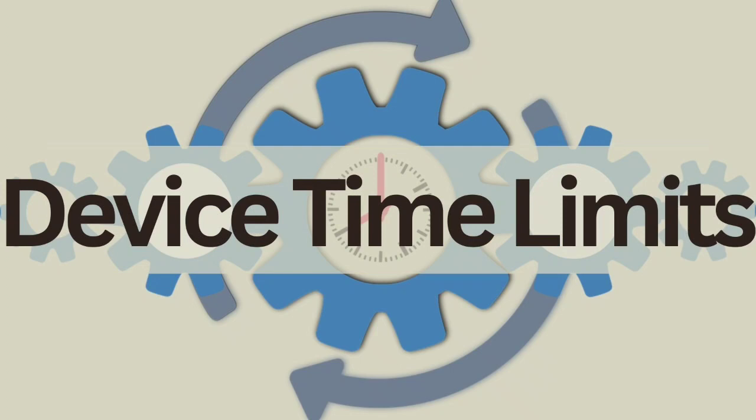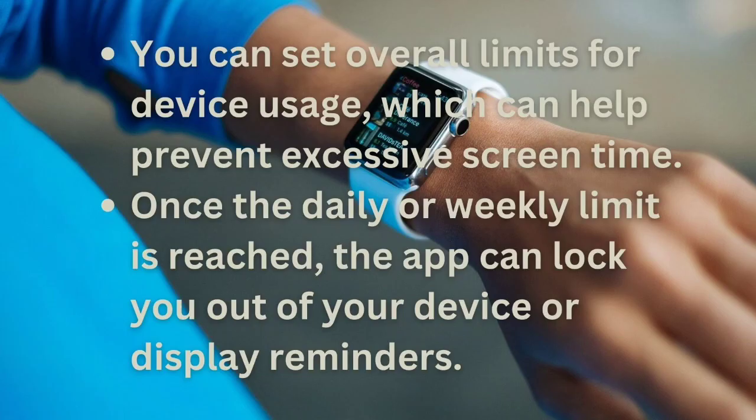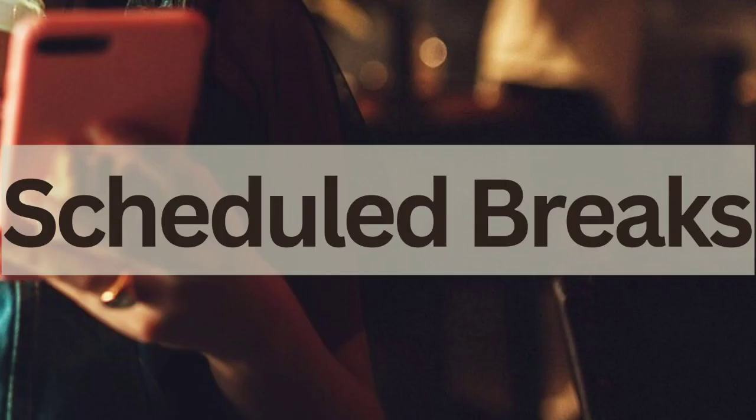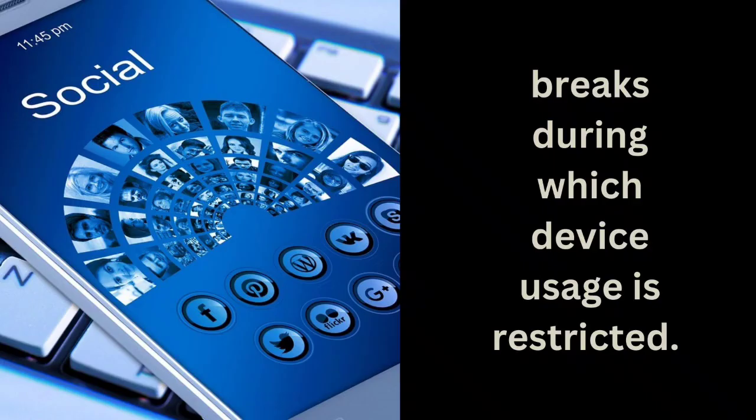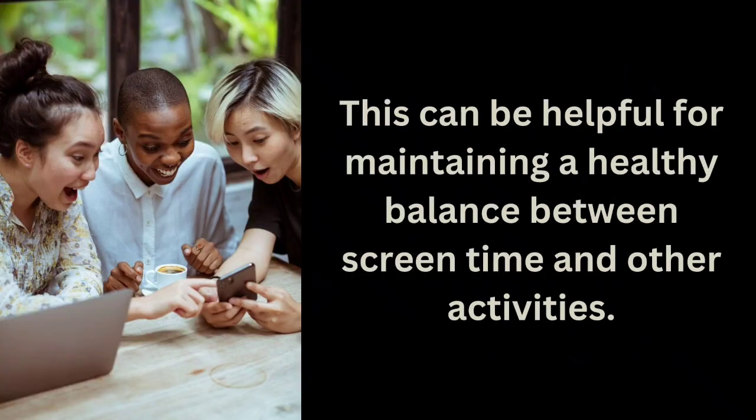Device time limits. You can set overall limits for device usage, which can help prevent excessive screen time once the daily or weekly limit is reached. The app can lock you out of your device or display reminders. Scheduled breaks. Some apps offer the option to schedule breaks, during which device usage is restricted. This can be helpful for maintaining a healthy balance between screen time and other activities.